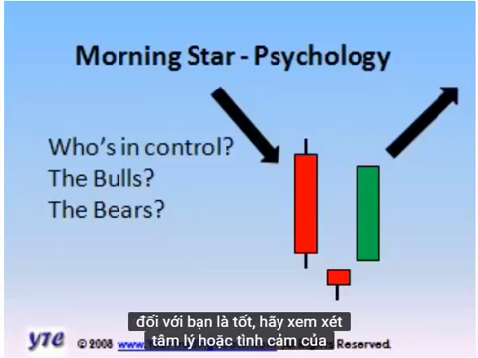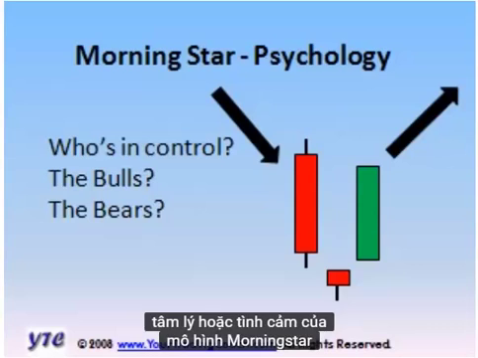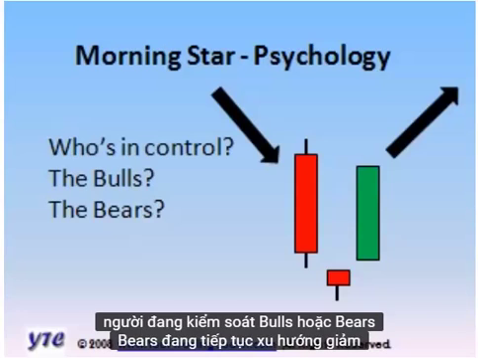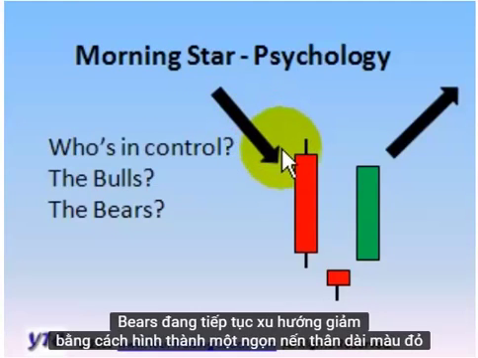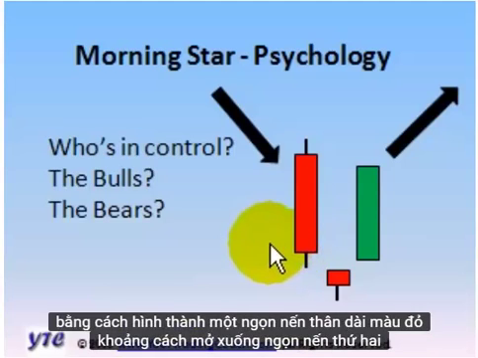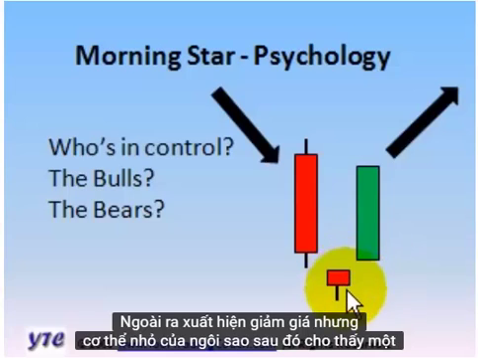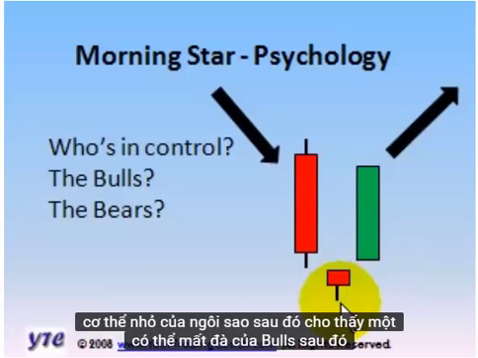Let's consider the psychology or the sentiment of the pattern, the Morning Star. Who is in control, the bulls or the bears? The bears are continuing the downtrend by forming a long red-bodied candle. Okay. The gap opening down to the second candle additionally appears bearish, but the small body of the star then shows a possible loss of momentum.